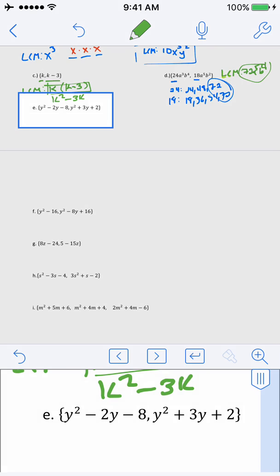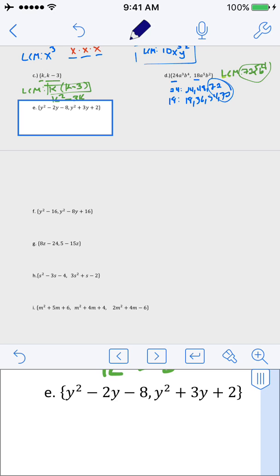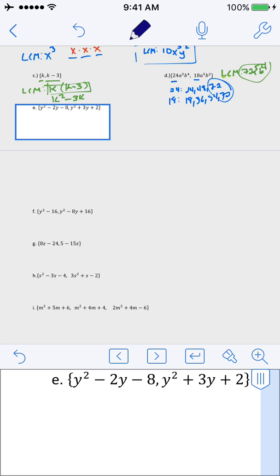E is a little different. We need to factor E first, if we can, because we don't know what they already have in common. Maybe they both have a factor of y plus 2. If they did, we wouldn't need to say it twice. We only need it once. So let's get this down into lowest terms. Let's take these into factored form.